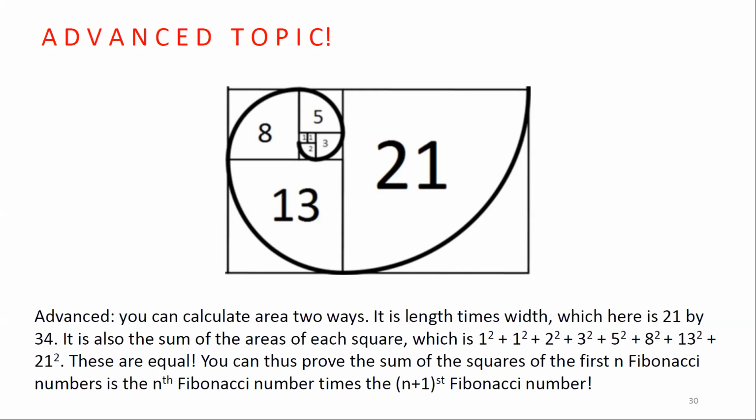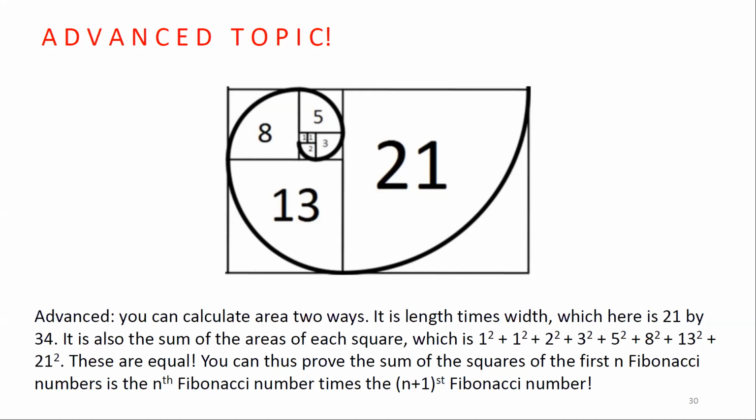But there's another way to calculate the area. This rectangle is completely covered by non-overlapping squares. So if I just sum the areas of all the squares, I would get the area of the rectangle. So I get 1 squared plus 1 squared plus 2 squared plus 3 squared plus 5 squared plus 8 squared plus 13 squared plus 21 squared is equal to 21 times 34.